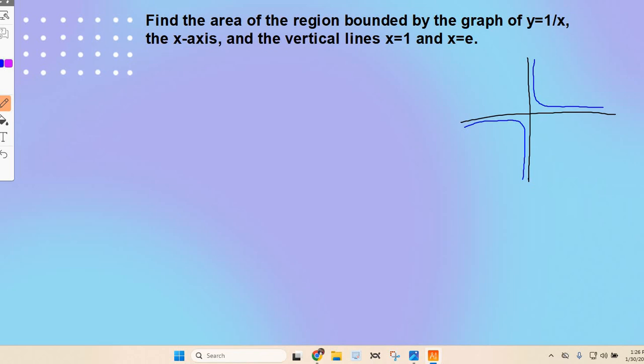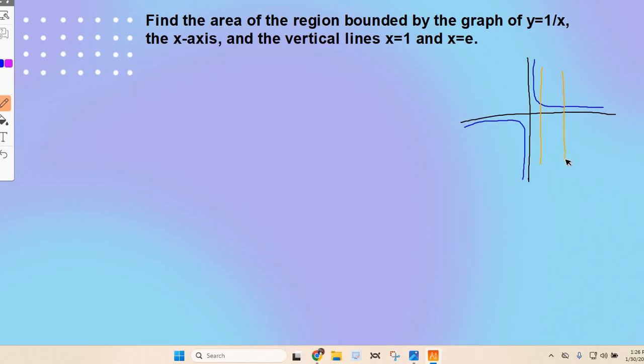Now, what are our bounds this time? x equals 1 and x equals e. Cool, what is e? 3 something. That would be pi. 1 plus something. 2.7 stuff, yes, or over here.